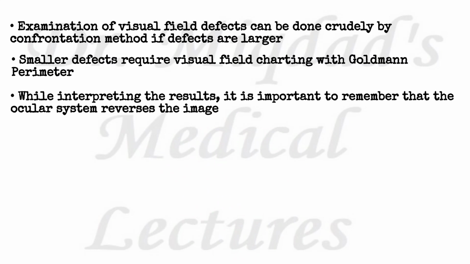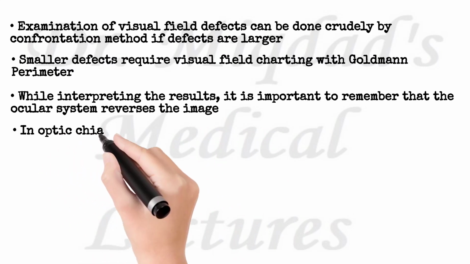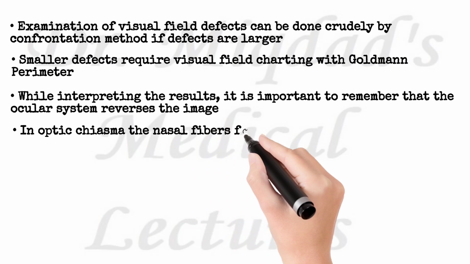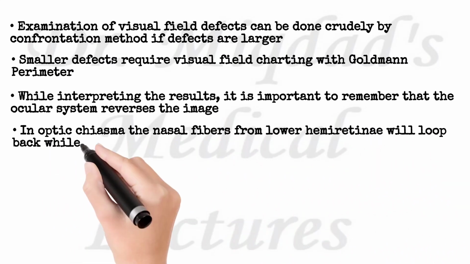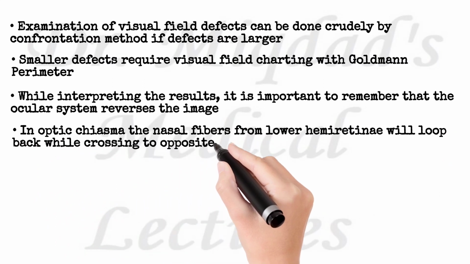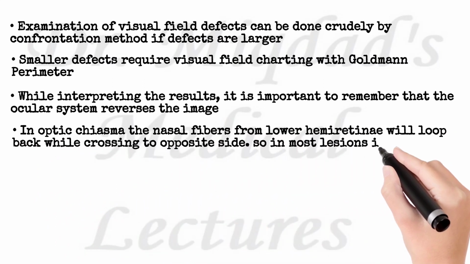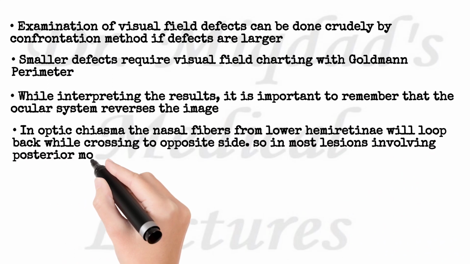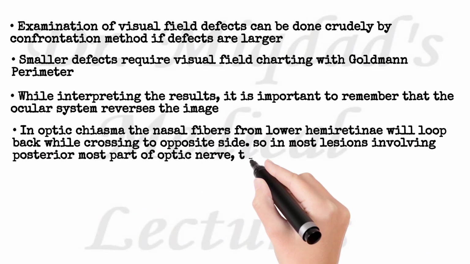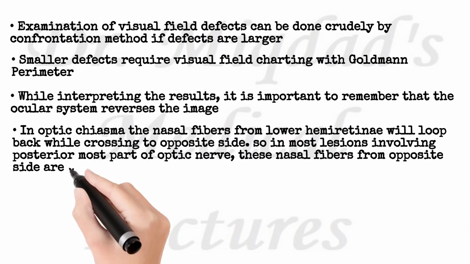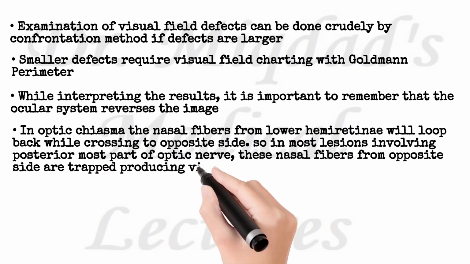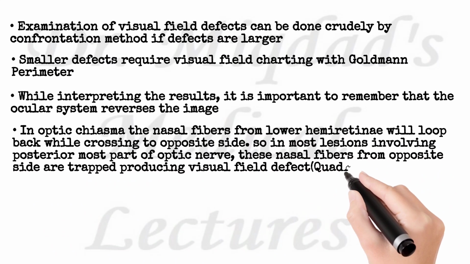Another important point is that in the optic chiasma, the nasal fibers from the lower hemiretinae will loop back while crossing to the opposite side. So in most lesions involving the posterior most part of the optic nerve, these nasal fibers from the opposite retina are also trapped, producing a visual field defect in the contralateral eye as well.